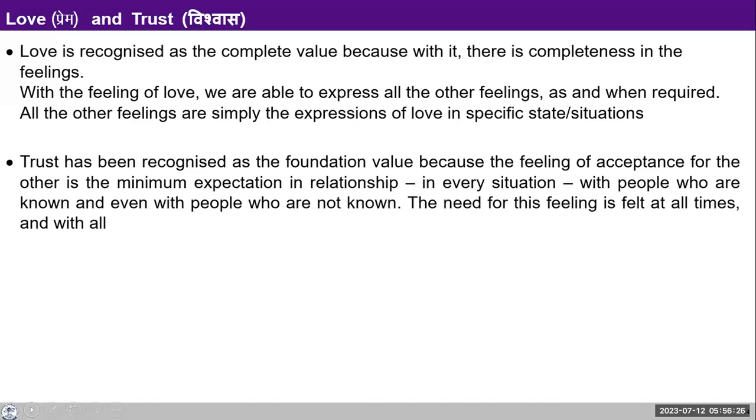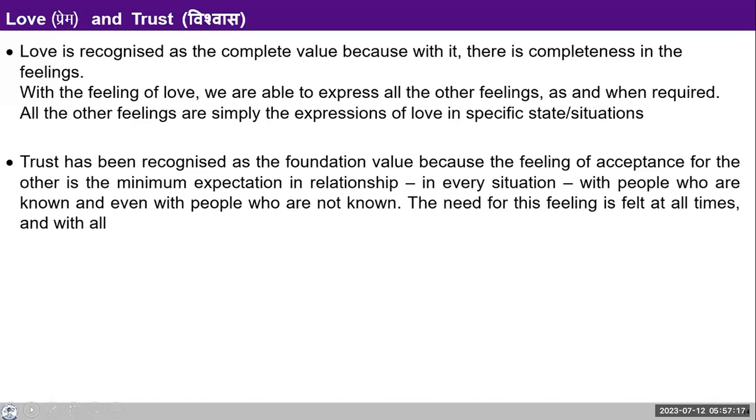Whether it be somebody known to me within my family, somebody outside, or a stranger, if I can see that the other's intention or natural acceptance is similar to mine, then I will be able to have the feeling of trust within me. And this is significant. We say we need to have trust for all, because everybody's natural acceptance is similar to mine. So if I can see my natural acceptance, then I should be able to see the natural acceptance of the other also and be able to have this feeling of love, feeling of trust.